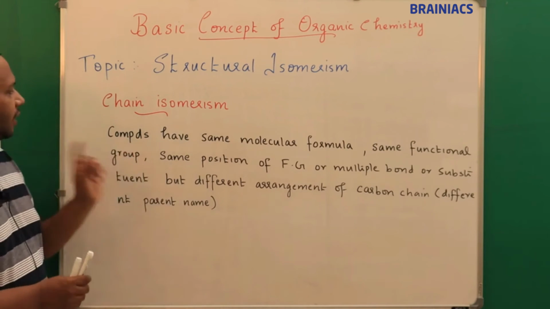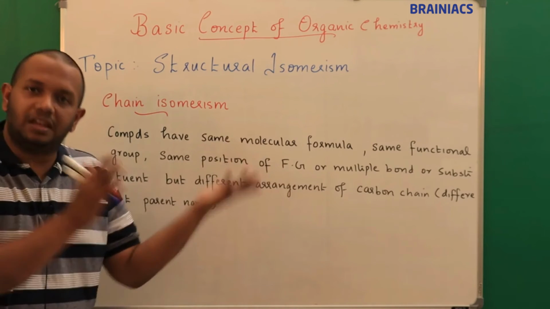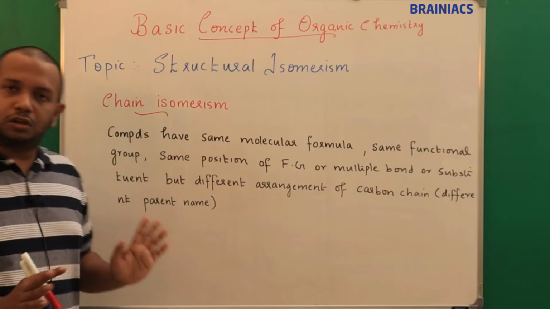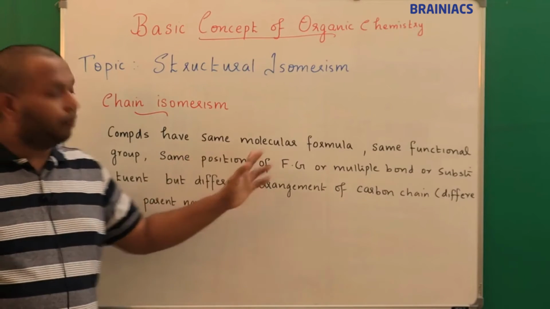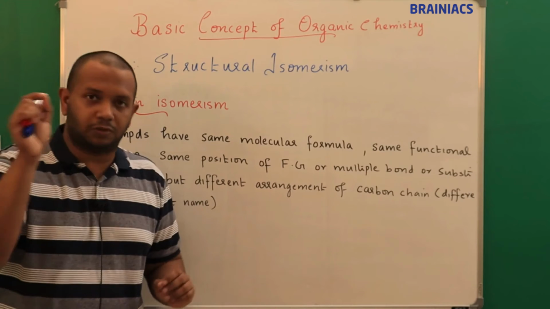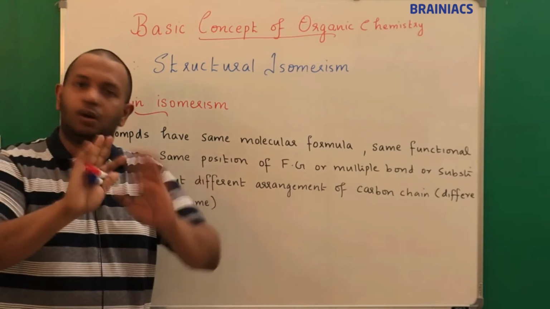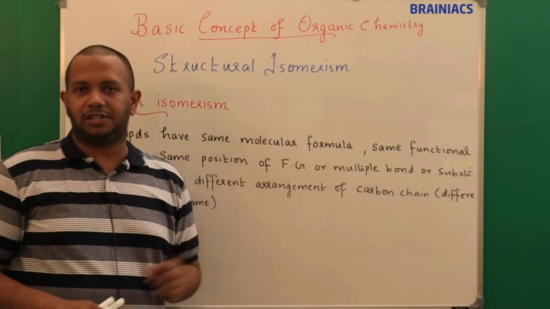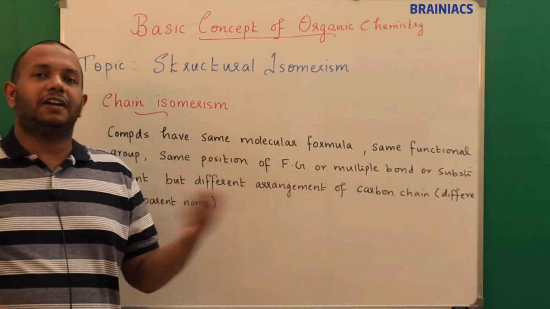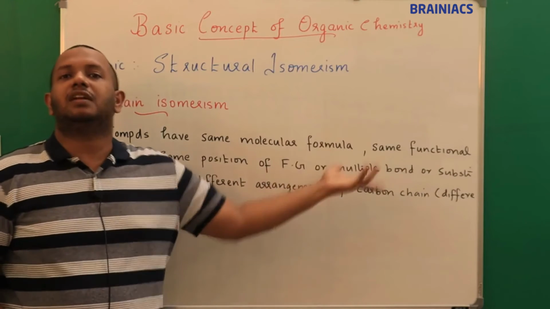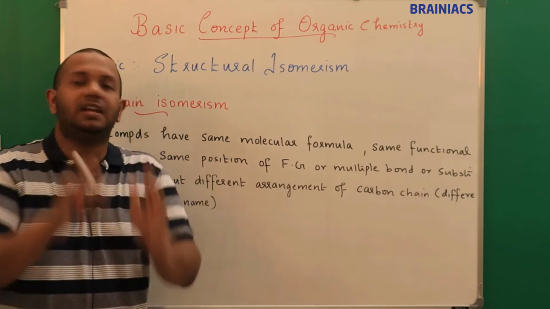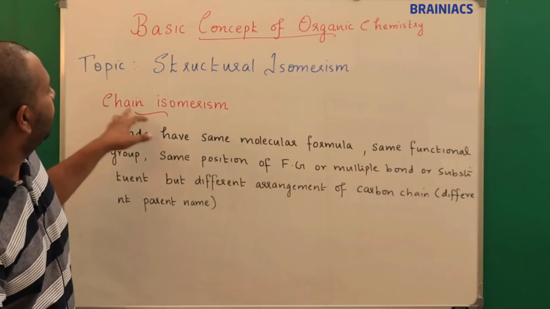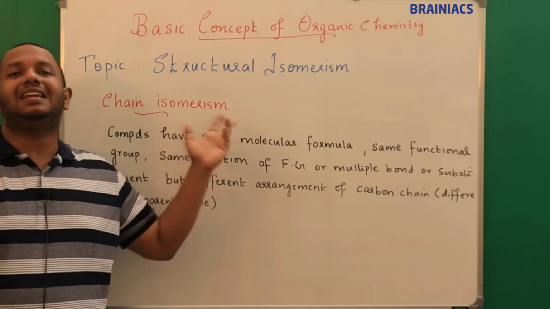If you look at the definition, compounds here also have the same molecular formula. The two compounds which we are taking have the same molecular formula, and the functional group also remains the same. The position of the functional group or multiple bond or substituent will not change, but they differ in the arrangement of the carbon chain. That means the principal carbon chain, if I take in one compound, will have 4 carbon, and in the other one, 3 carbon. They differ only in the arrangement of the carbon chain. Then such type of compounds exhibit chain isomerism.